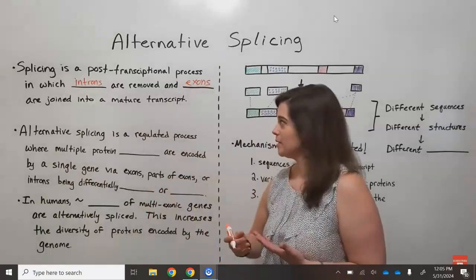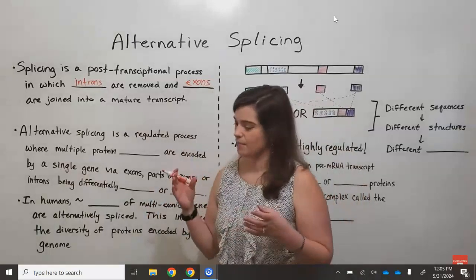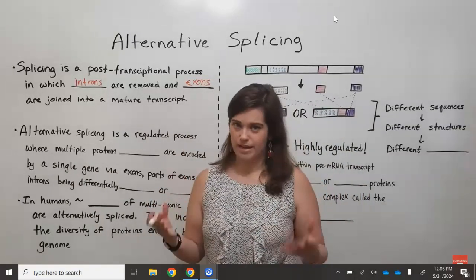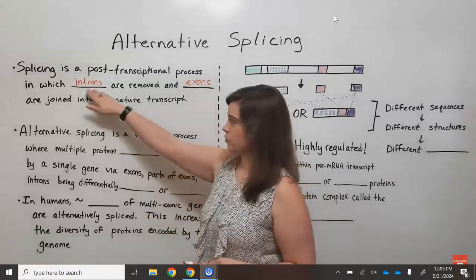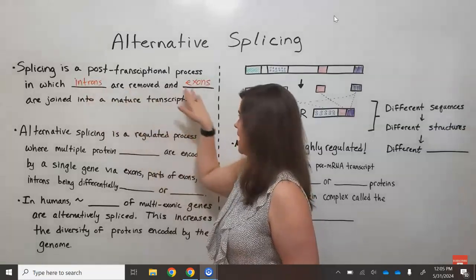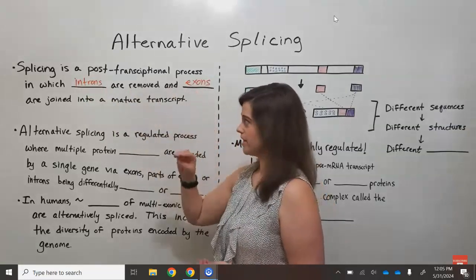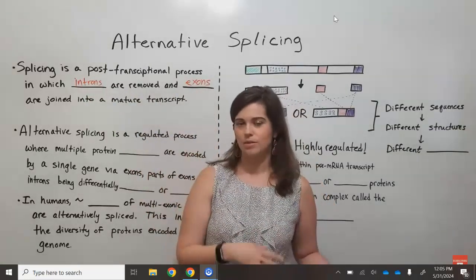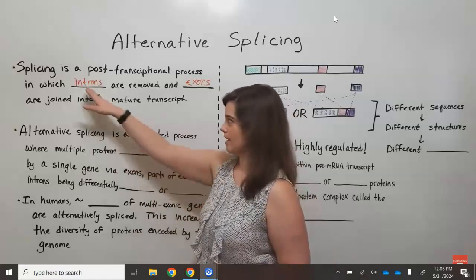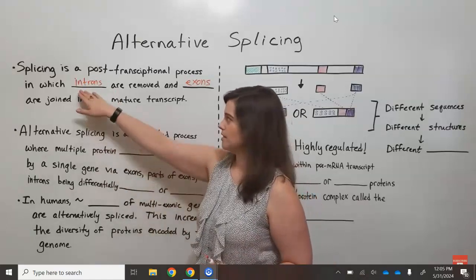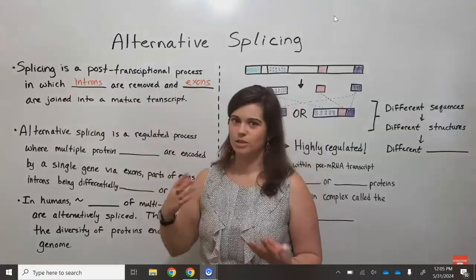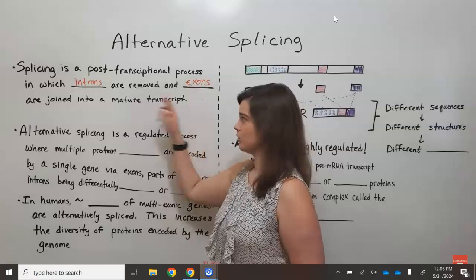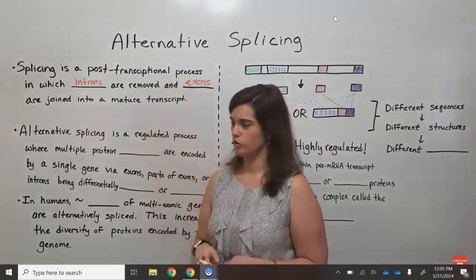What does this mean? This means that in a pre-mRNA transcript that's made in the process of transcription in a eukaryotic cell, there are introns, which are non-coding regions, and exons, which are coding regions. The introns get spliced out. This can confuse students because of in versus out, but in stands for intervening sequence, and the exon stands for expressed sequence. So it's the exons that are joined together into the mature transcript.